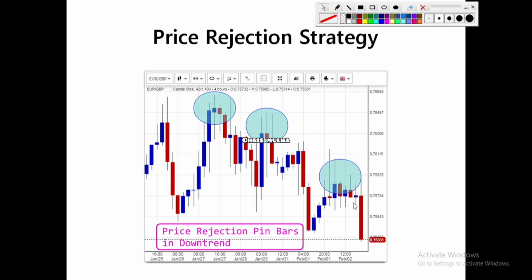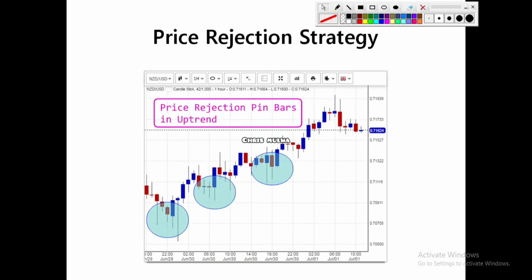Don't see these pin bars and then you start buying. My friend, you will lose money. Okay? So I want to check this on a live chart for you to understand what I am saying. I love using the live chart because that is what you will be using to trade.